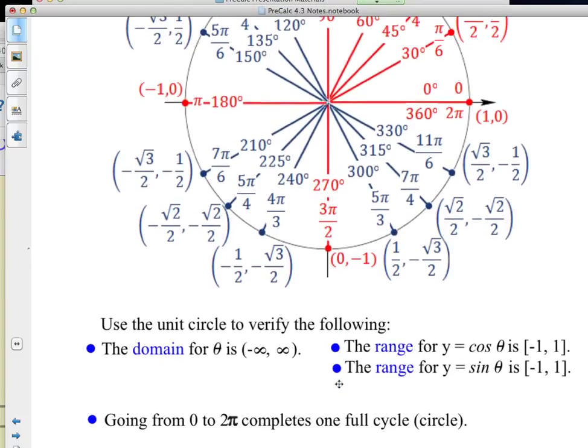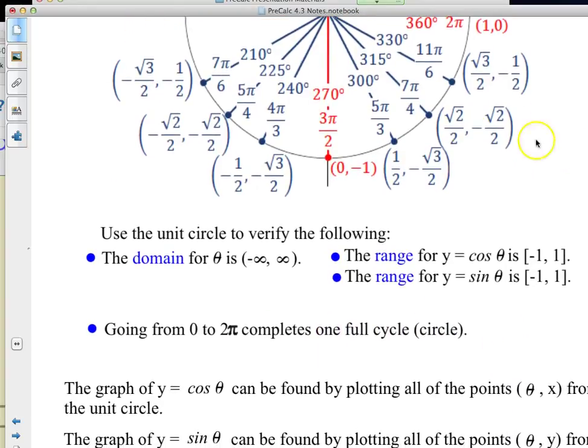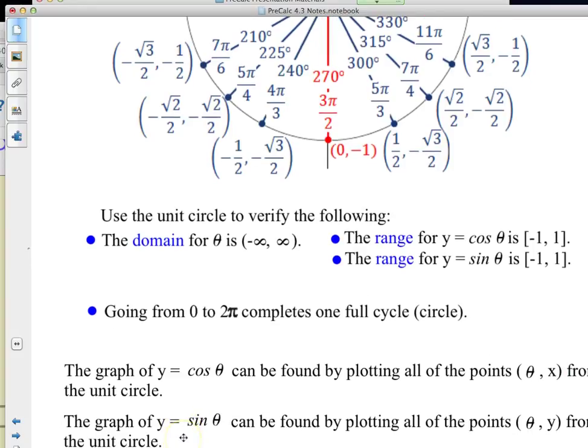Okay. Now, going from 0 to 2 pi completes one full cycle of the circle, just like 360 does. The graph of y equals cosine theta can be found by plotting all of the points (theta, x) from the unit circle, and the graph of y equals sine theta can be found by plotting all of the points (theta, y) from the unit circle. And it's an oscillating function. Keep in mind what it might look like. I'll pull up a calculator to show you real quick.